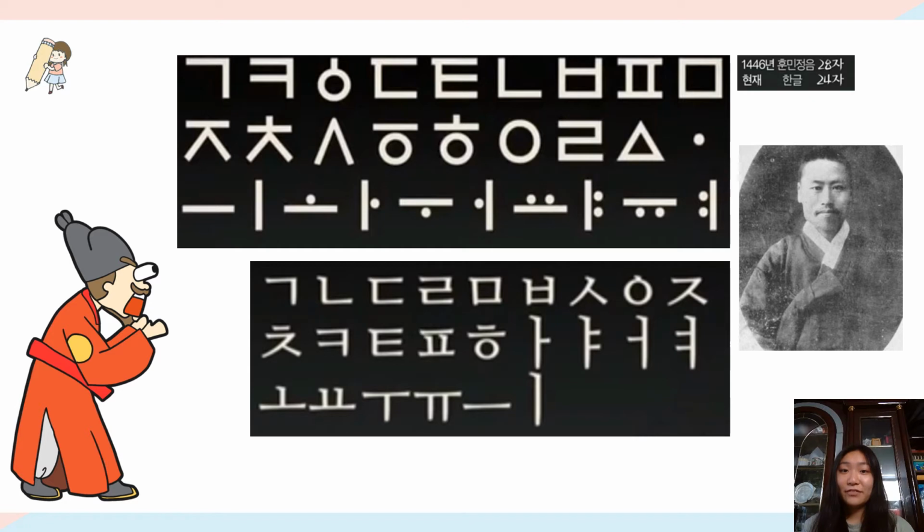When the letters were first created, there were actually 28 letters instead of the 24 that we know today. That is because over time, the writing system became more simplified and also organized through the Korean Language Society that was created to preserve the Korean language during Japanese occupation. This was in 1918, 1933, that time.